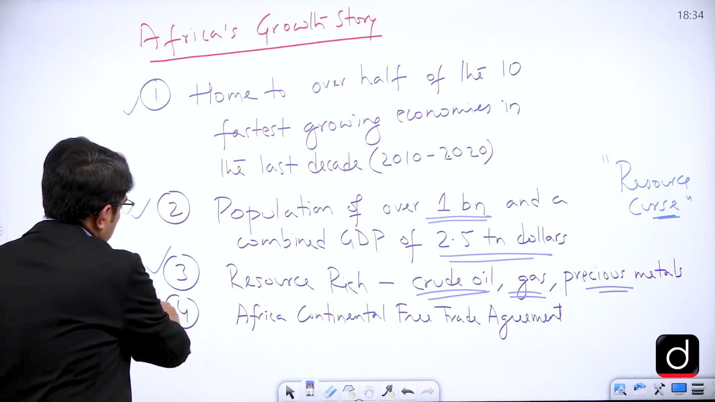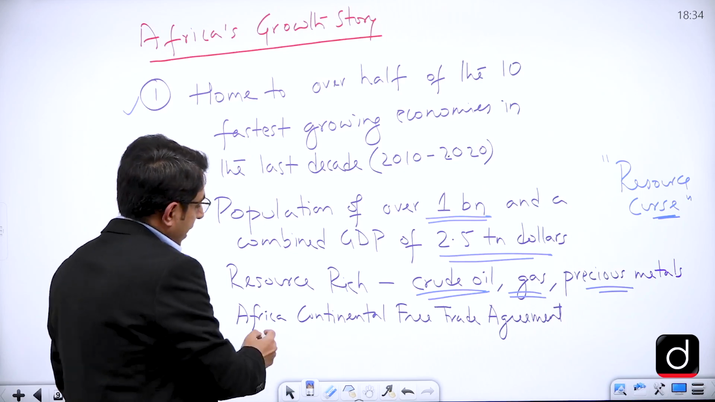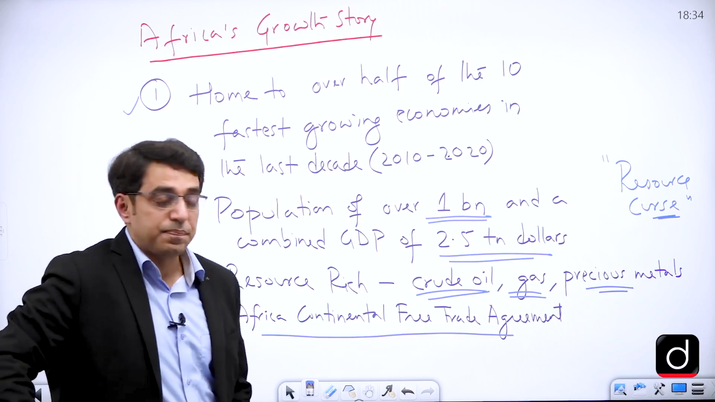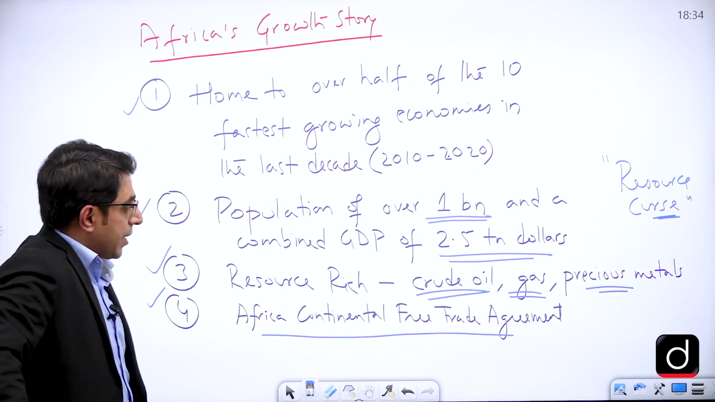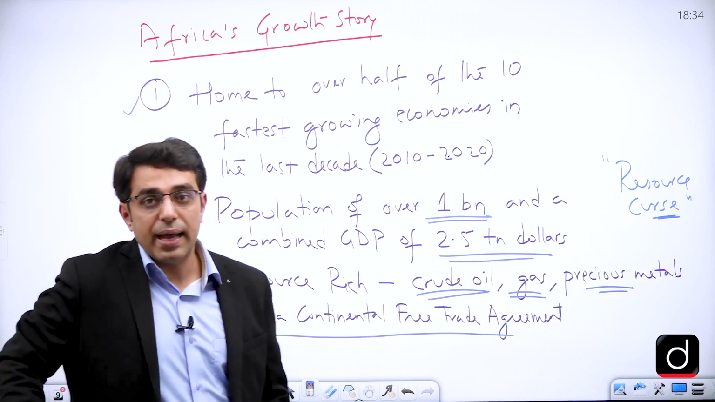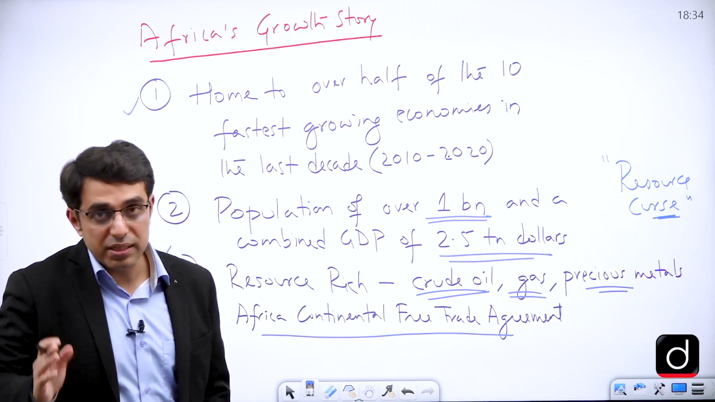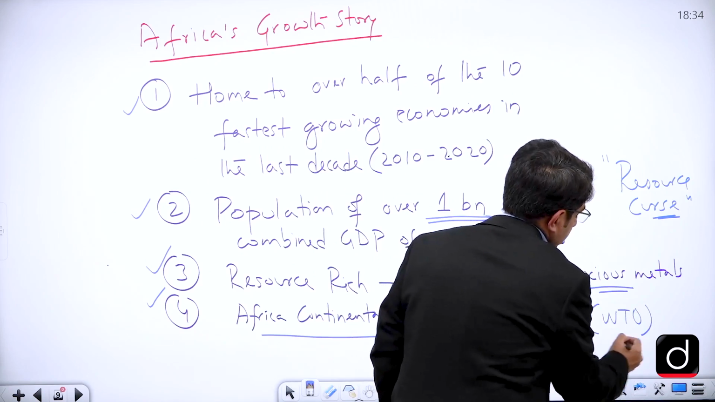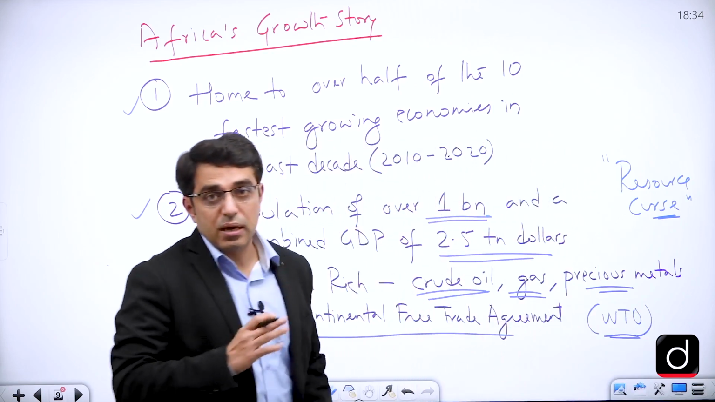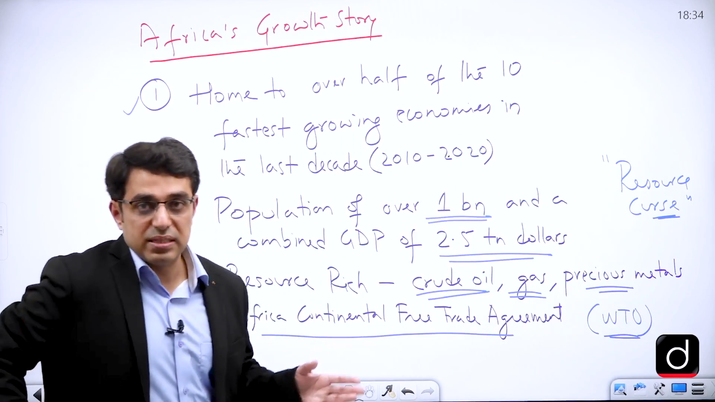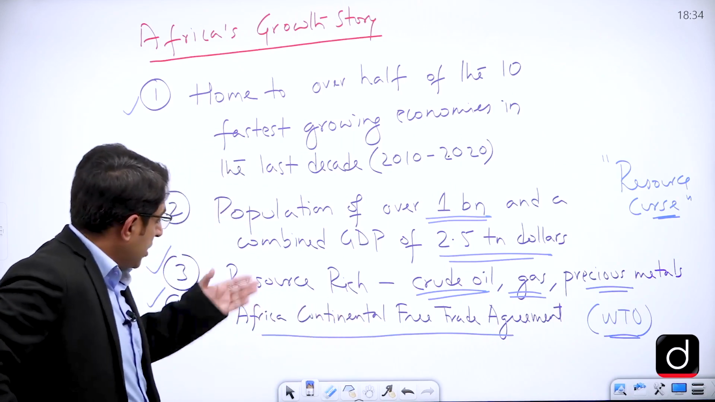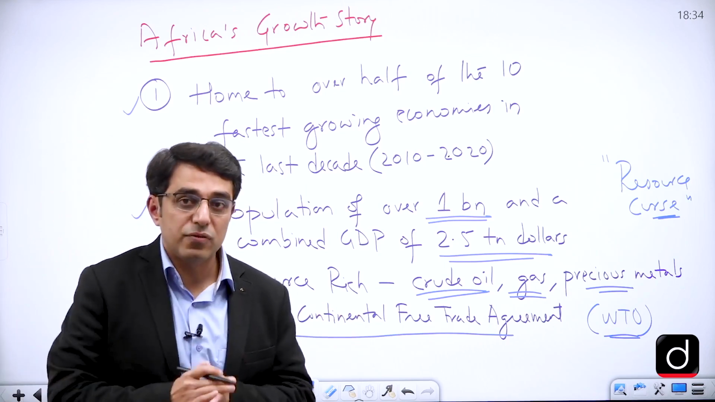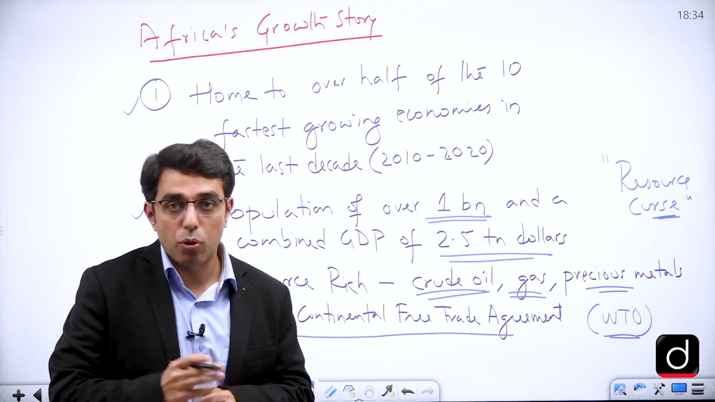Then we can also talk about the recent free trade agreement that the African Union has come up with, which is the Africa Continental Free Trade Agreement. Now, this Continental Free Trade Agreement is the largest free trade agreement since the coming on the scene of the World Trade Organization. So, after the coming of the World Trade Organization, this is the largest. And what will it do? It will further improve the trade between African countries, and this will also help Africa to grow even faster.